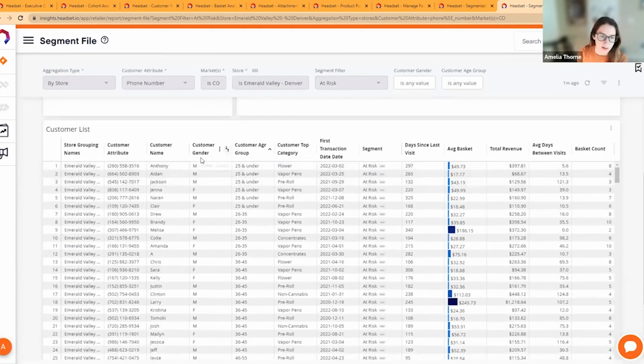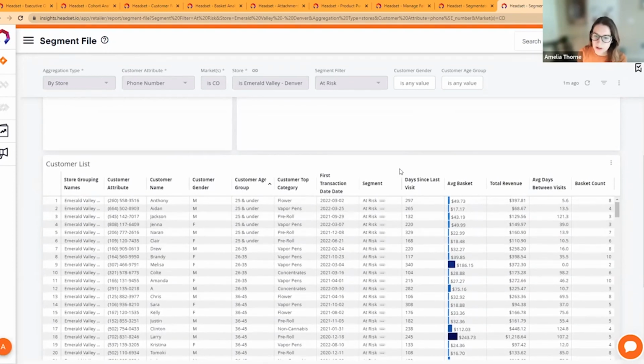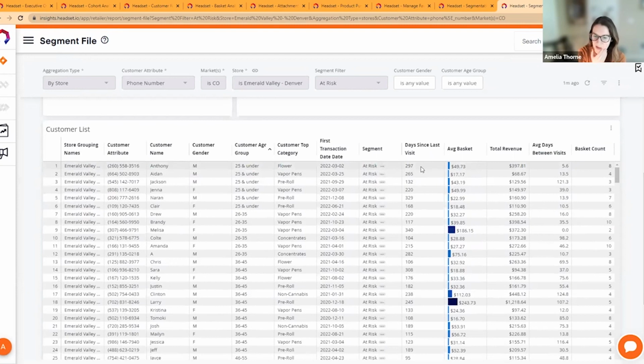But you see, you have all of your customer genders, your age groups, customer top categories. So if you wanted to get all those millennial males, looking at those guys in this age group here, when you download it, you can also look at what their average basket size is and days since last visit. They're at risk because they haven't been in a while. Someone with maybe over, I don't know, 120, 200 days, maybe they moved, and that's why they haven't been back. So take this with a grain of salt as well. 300 days, that's a long, long time.